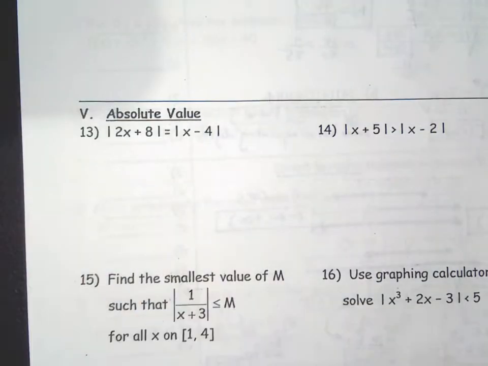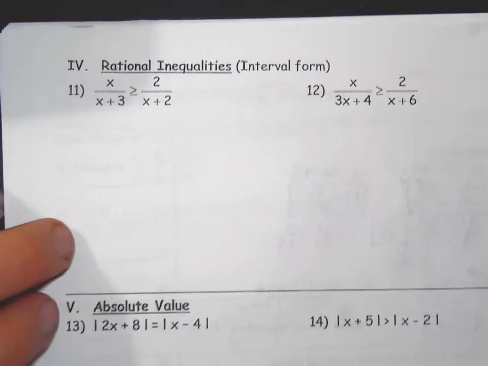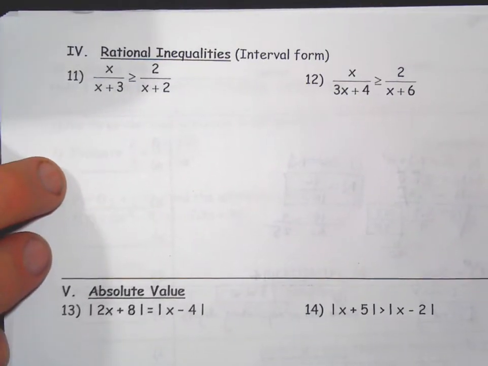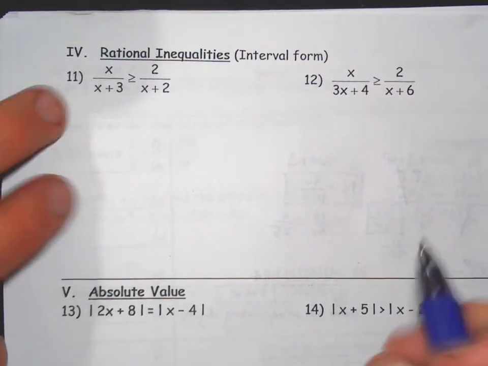Now, there are a couple graphing calculus problems at the bottom, but that's fine. They're not going to be graphing calculus problems on this part of the test, on the retest. But it's good practice for the other part of the test. So we get some rational inequalities.